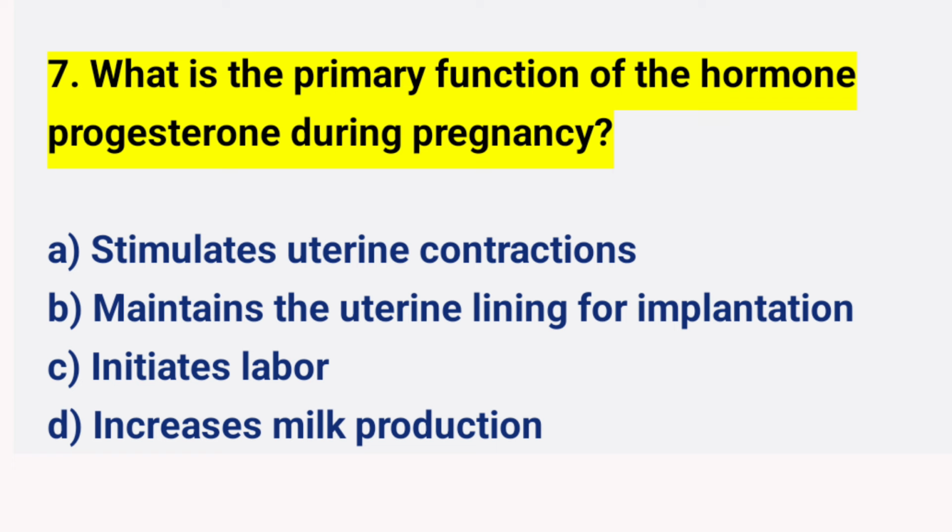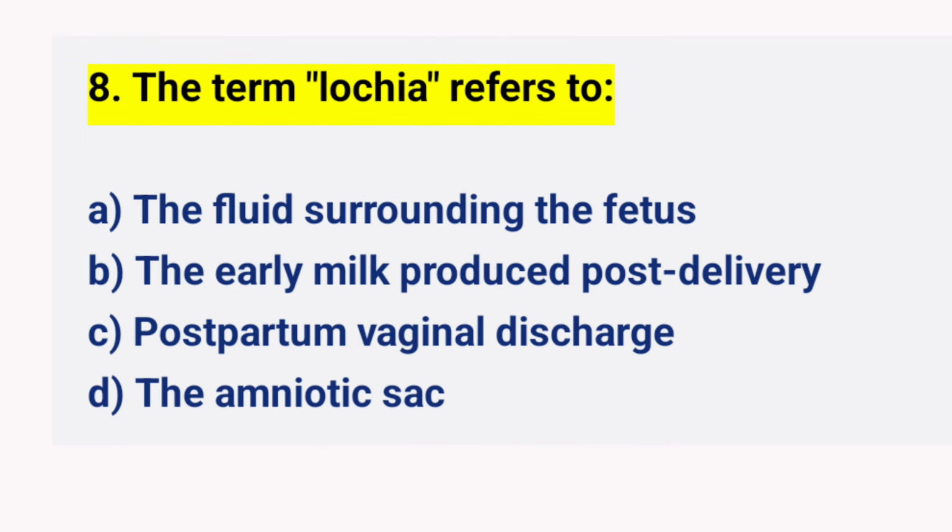Question number 7. What is the primary function of the hormone progesterone during pregnancy? The right answer is option B, maintains the uterine lining for implantation. Question number 8. The term lochia refers to. The right answer is option C, postpartum vaginal discharge.